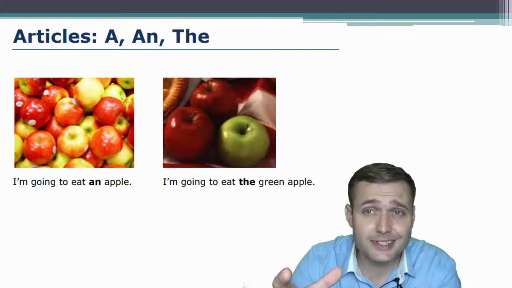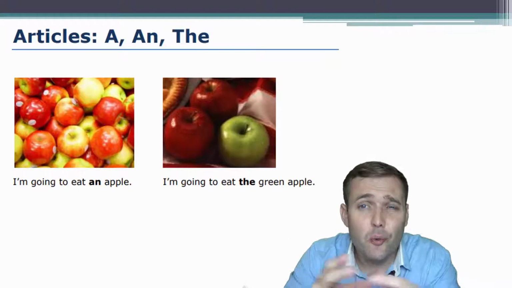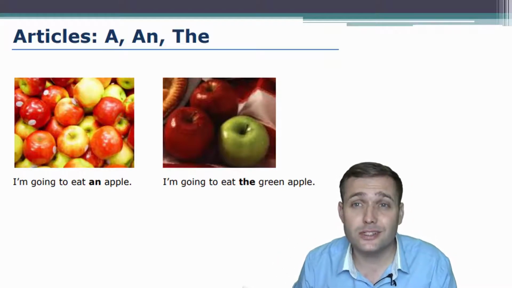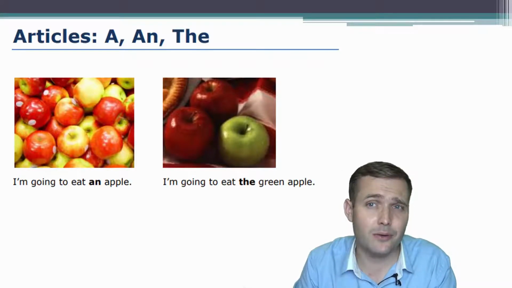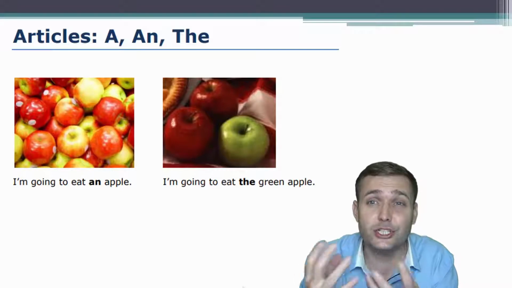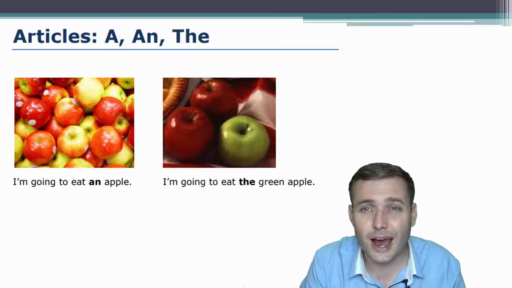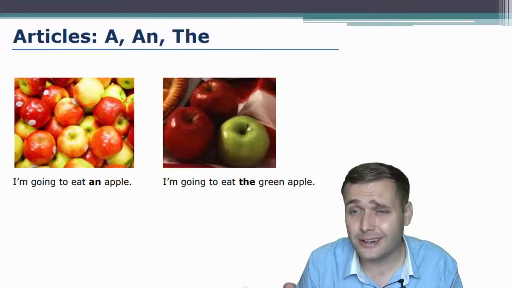Okay, in today's lesson, we're going to talk about articles. We have two types of articles, definite and indefinite, to describe nouns. So if we're talking about something in general, a singular noun, we would use a or an.